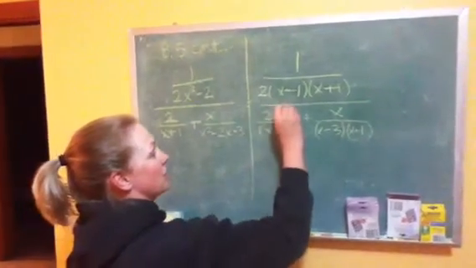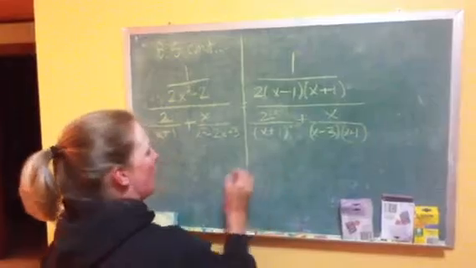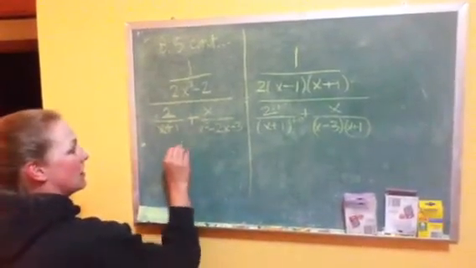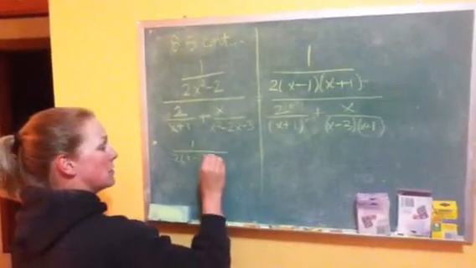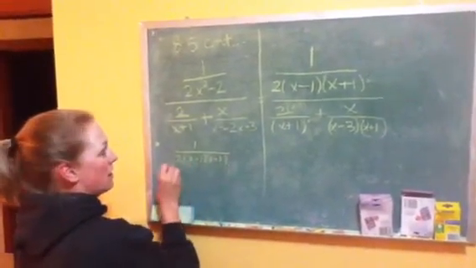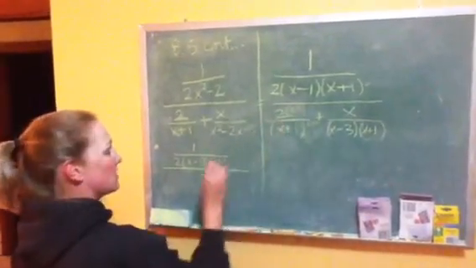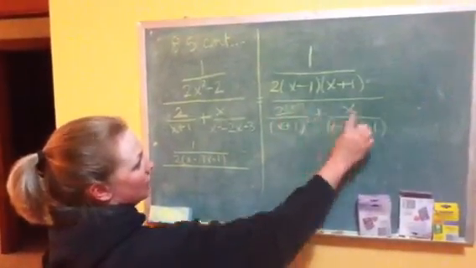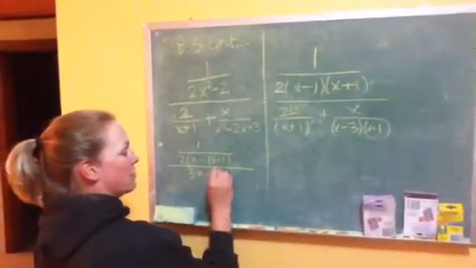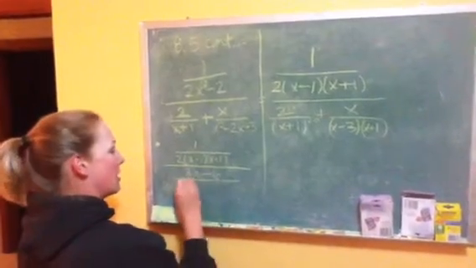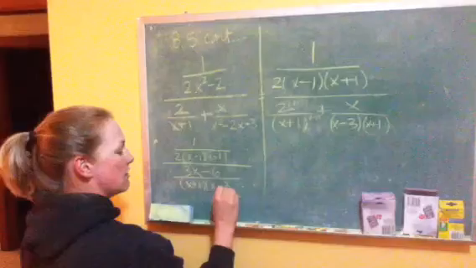So I'm going to multiply this fraction by x minus 3 on top and on bottom. When I do that, I still have 1 over 2 times x minus 1, x plus 1. And then over, now I've got 2x minus 6. So let's see, that's going to be 2x plus an x is 3x. And then 2 times negative 3 is going to give me a minus 6, over my common denominator, x plus 1, x minus 3.